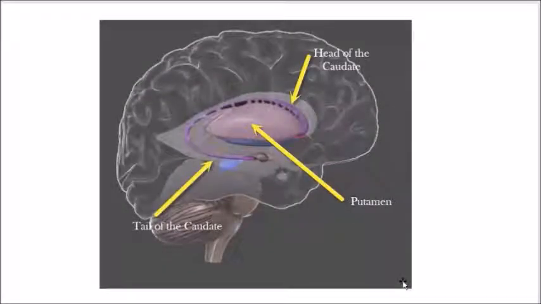Again, now from a lateral view, we see the full putamen, the head of the caudate, and the tail of the caudate, with the amygdala kind of perched right there on the end of the tail of the caudate.